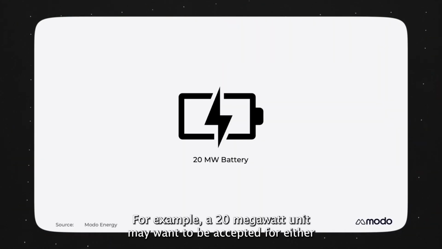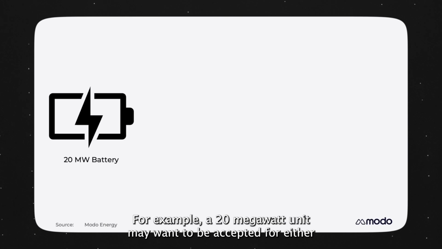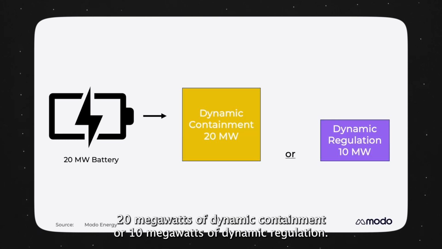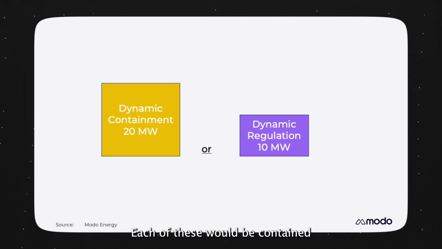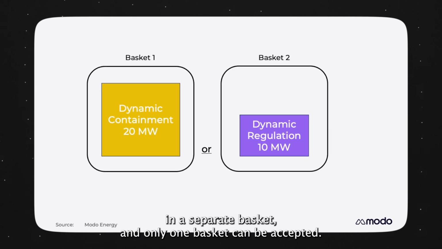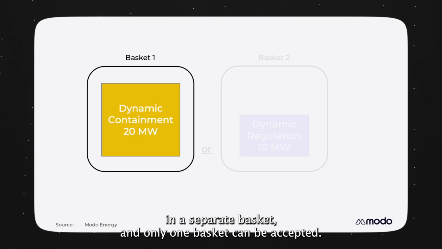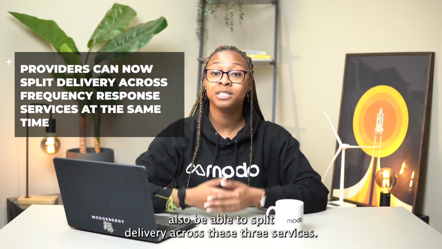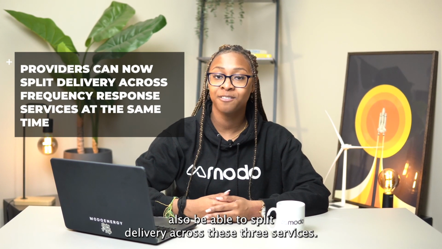For example, a 20 megawatt unit may want to be accepted for either 20 megawatts of dynamic containment or 10 megawatts of dynamic regulation. Each of these will be contained in a separate basket and only one basket can be accepted. However, providers will now for the first time also be able to split delivery across these 3 services.